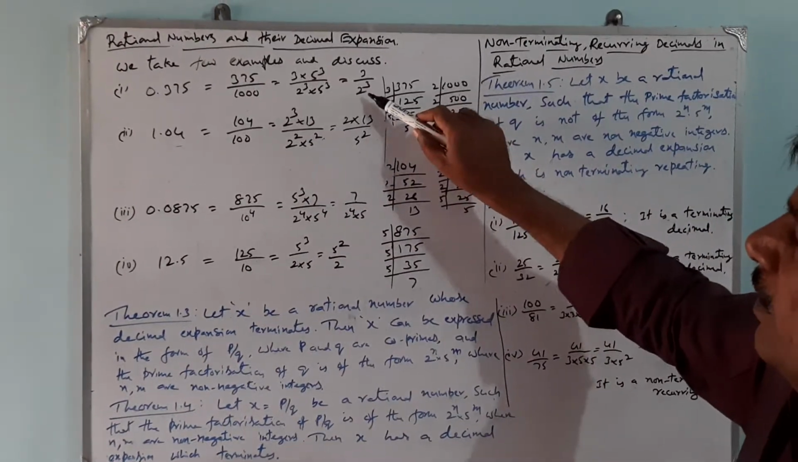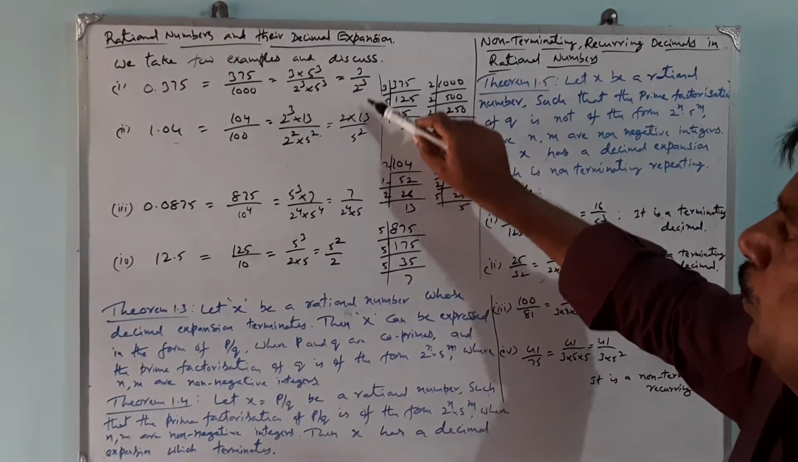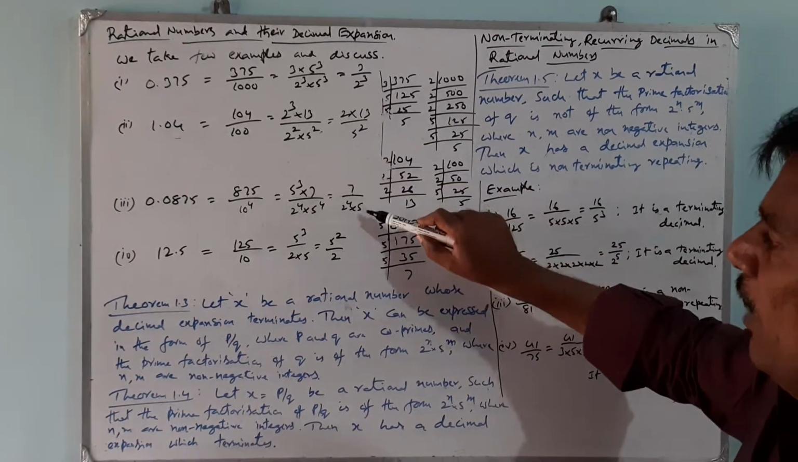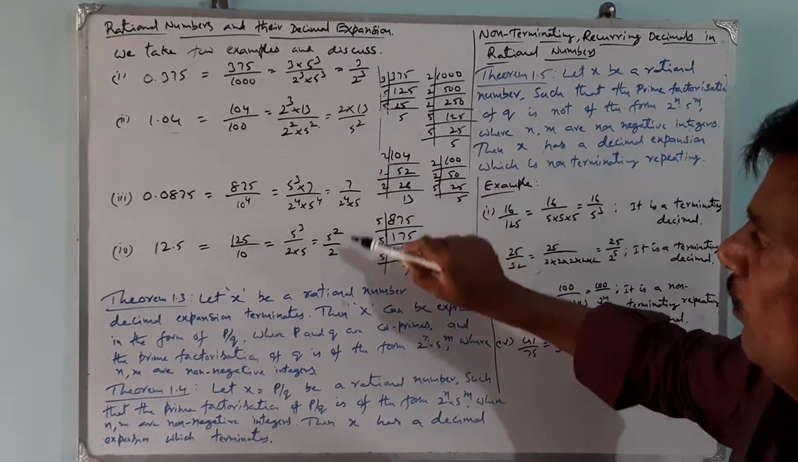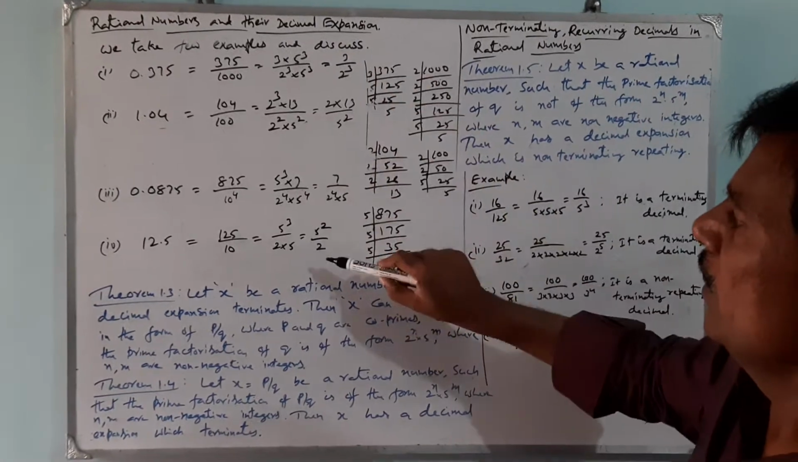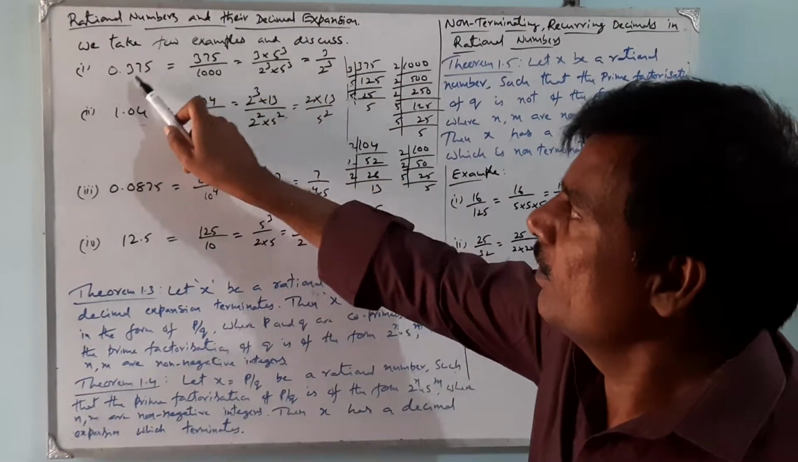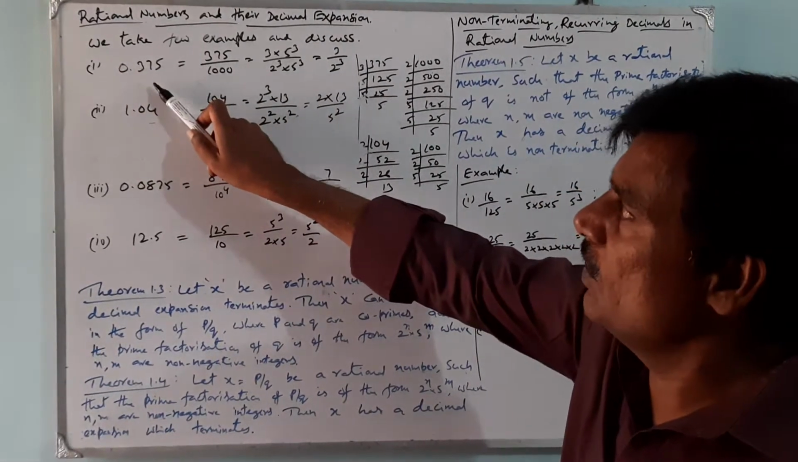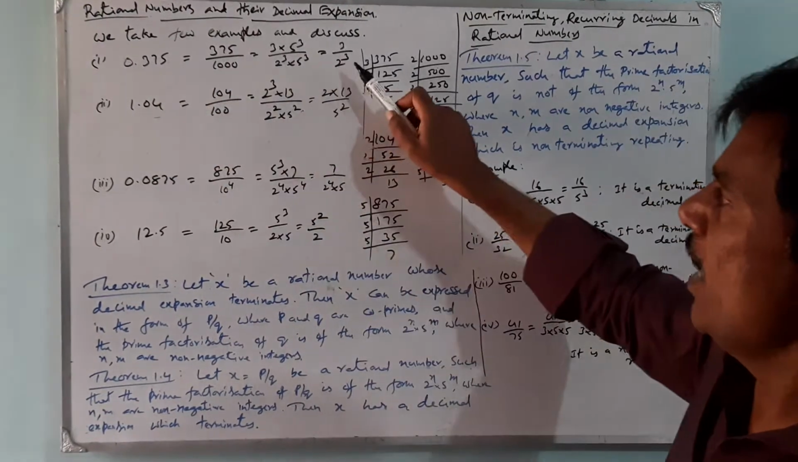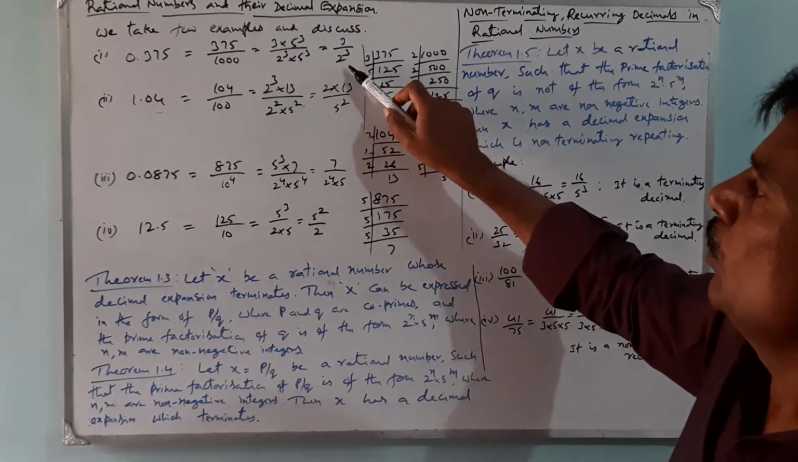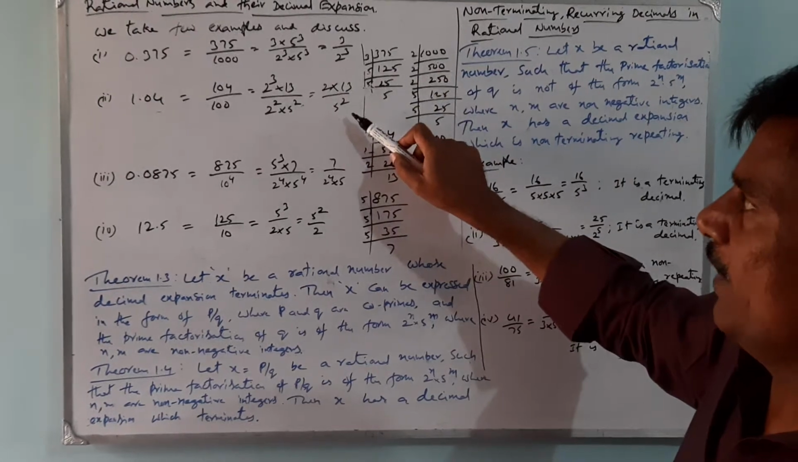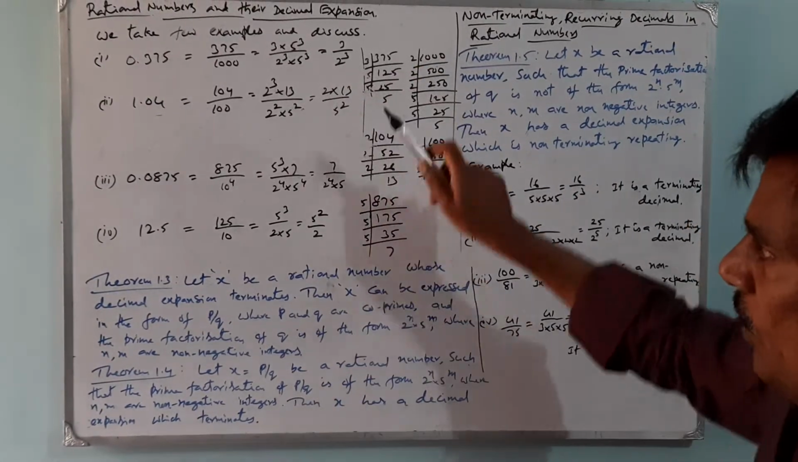The denominators contain only 2 or 5, which means the rational numbers which terminate can have only 2 and 5 as prime factors in the denominators. So this can be generalized.